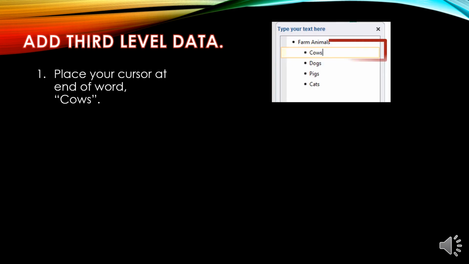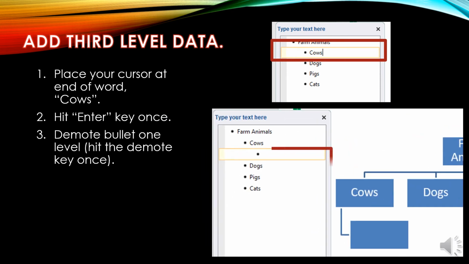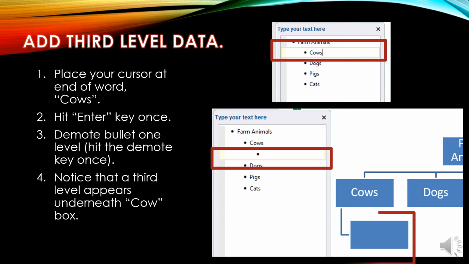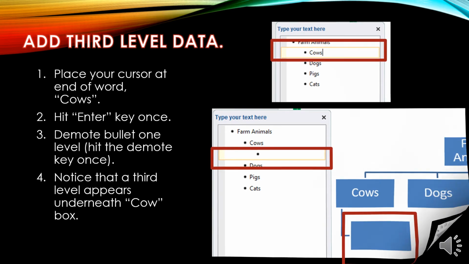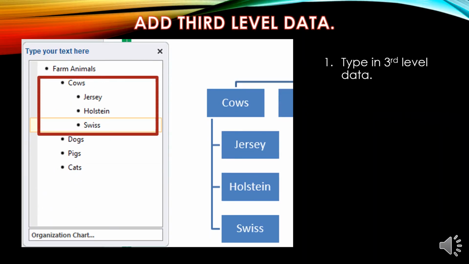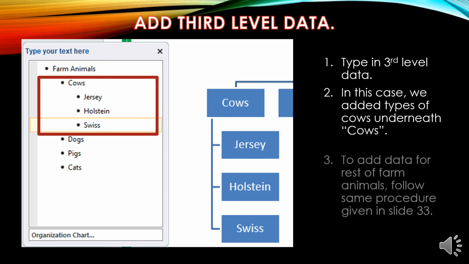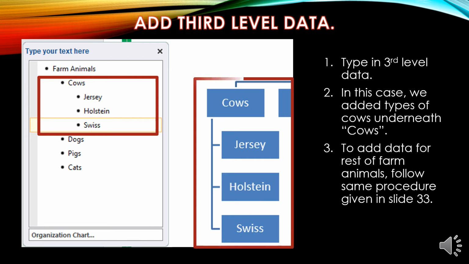Adding the third level. Place your cursor at the end of the word cows. Hit the Enter key once. Demote the bullet one level. Hit the Demote key once. Notice that a third level appears underneath the cow box. Type in the third level data. In this case, underneath cows, we typed in Jersey, Holstein, and Swiss.